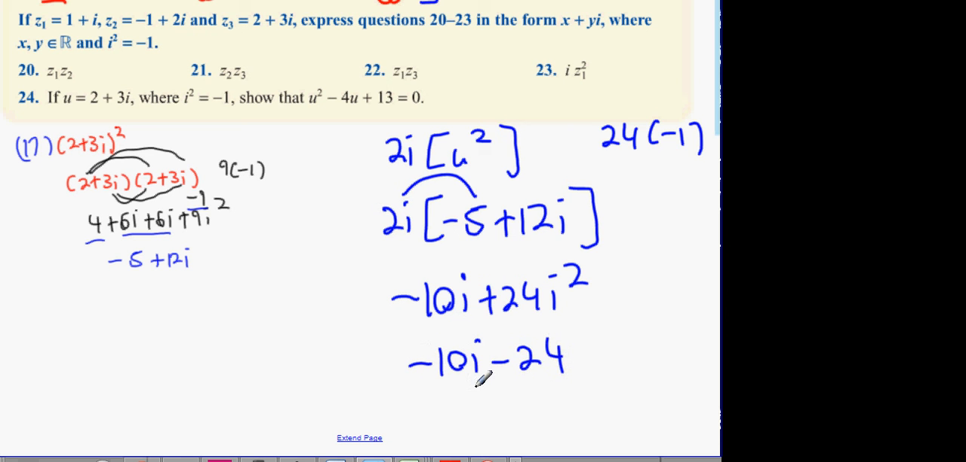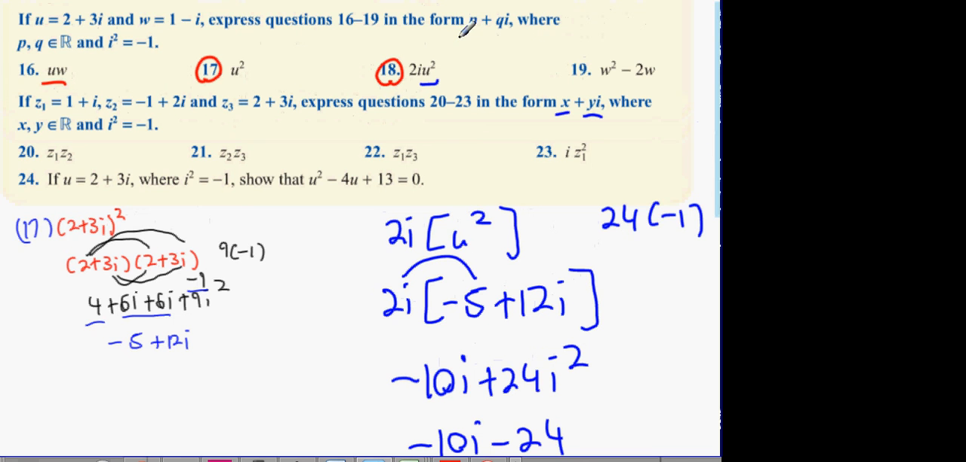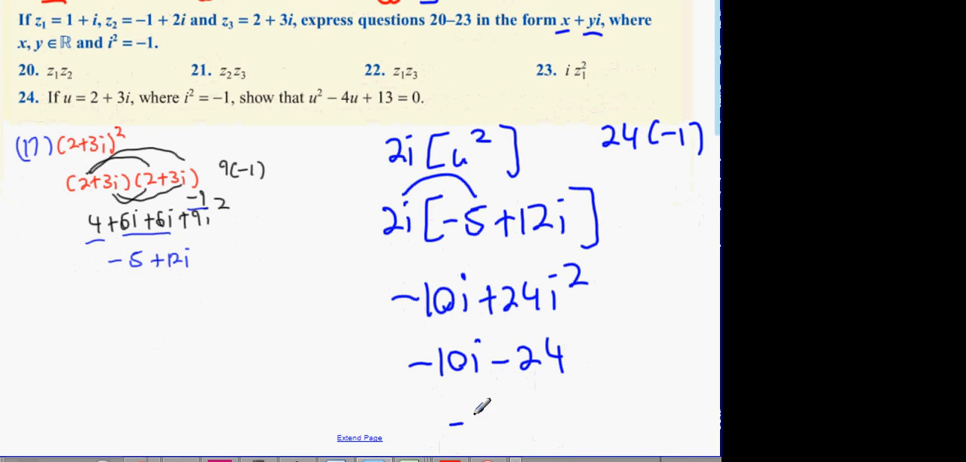And it doesn't matter which way. It asks you to put the i value second. Okay? So it asks you to put the normal value first and the i value second. So the answer we'll get here is minus 24 minus 10i.